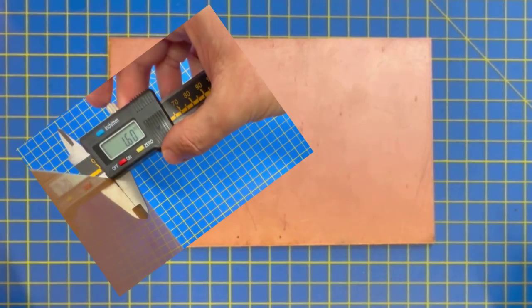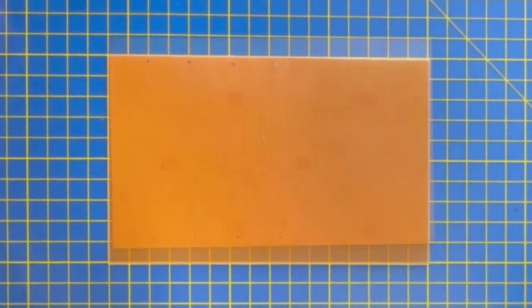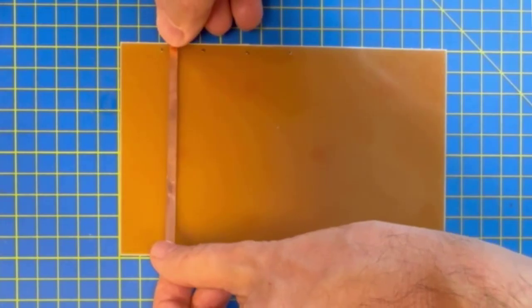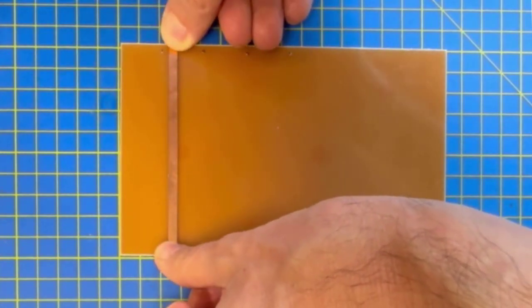The thickness of the board, that is the height of the substrate, is 1.6 millimeters. The dielectric material is FR4, which has a dielectric constant of approximately 4.5. We will make the actual signal line by sticking a strip of copper tape on the bare side.